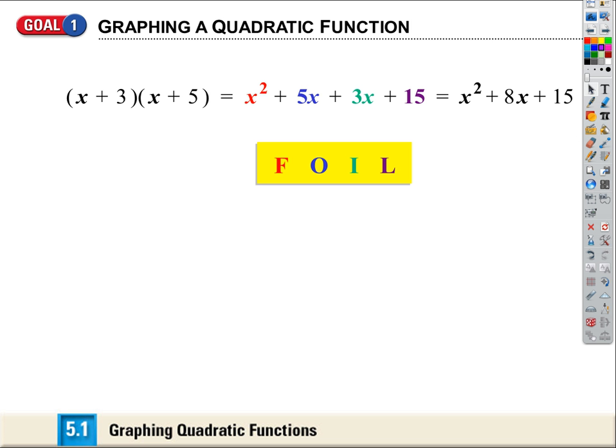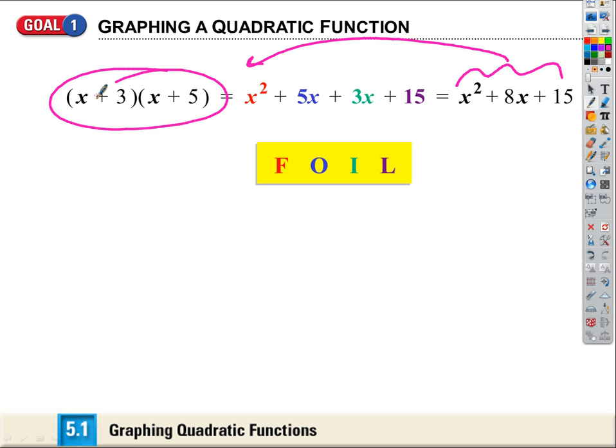Yes. True. And what if I wanted to go the other direction? What if I started with a function in standard form or general form, and I want to go from here to there? Do you remember how to do that? You need 2 numbers that add together to equal 8 and multiply together to equal 15. Yeah, and that's what we're going to talk about next section. That process is called factoring, right?